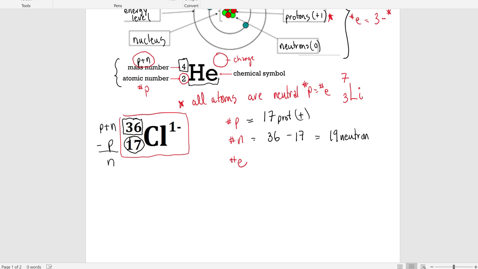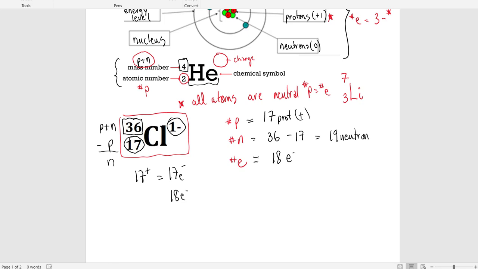Okay, and then finally, we've got to look at our number of electrons. So here we see that we have a -1 charge. Well, let's imagine that we don't have any charge for this chlorine. If it was neutral and it had 17 positives, then it must have 17 electrons because it's neutral. But if we have a charge of -1, that must mean that we have 1 more electron than we do protons to give it that -1 charge, so we have 18 electrons.